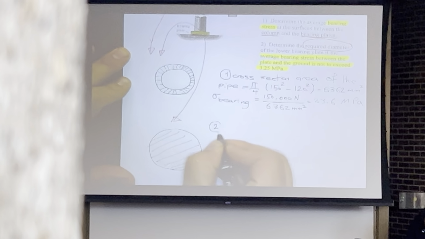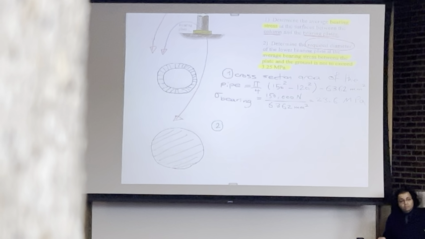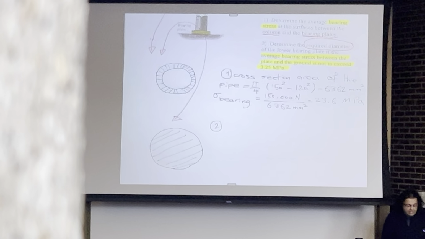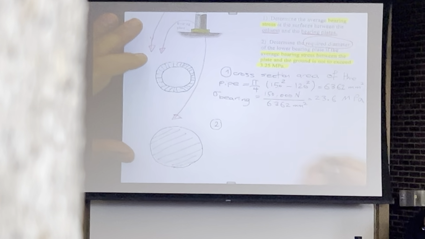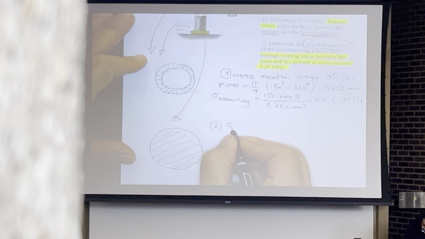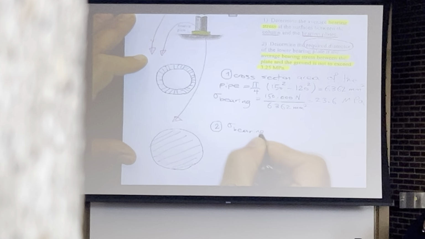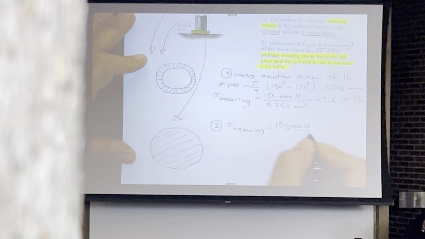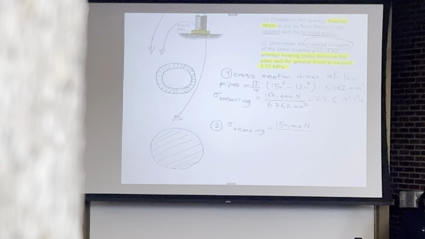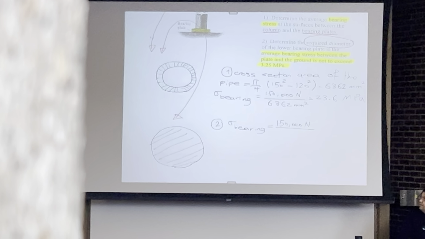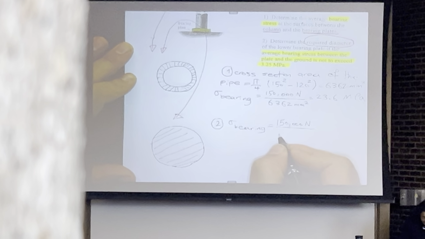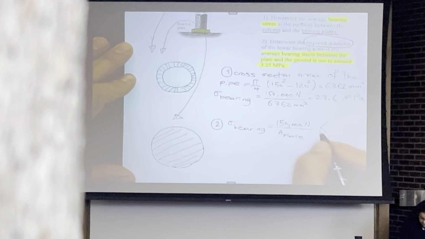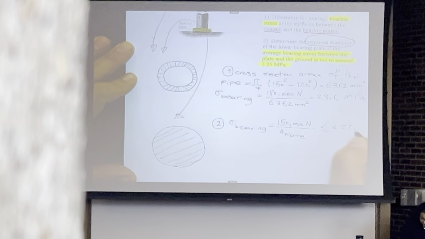So how can we design this plate? We need to write down the equation for bearing stress. What do we need? We need the area of this surface of contact. So sigma bearing is going to be equal to 150,000 Newton, because the axial force is constant, divided by the unknown area of the bottom plate, whatever it is, that should not exceed 3.25 MPa.